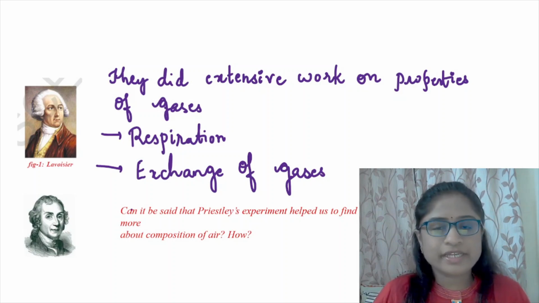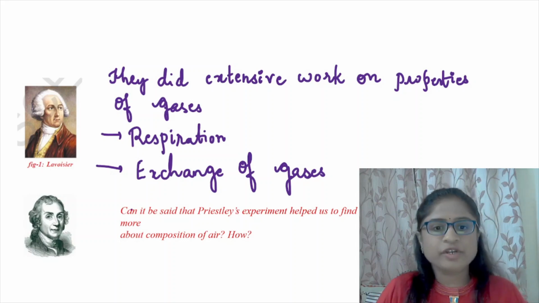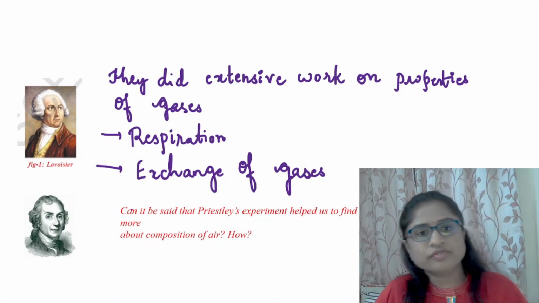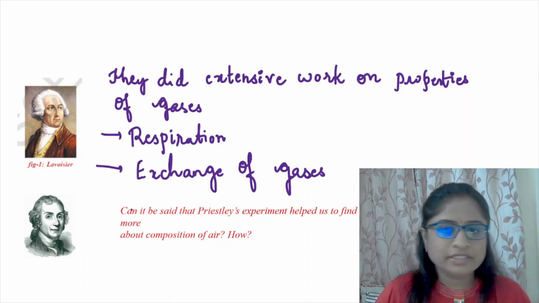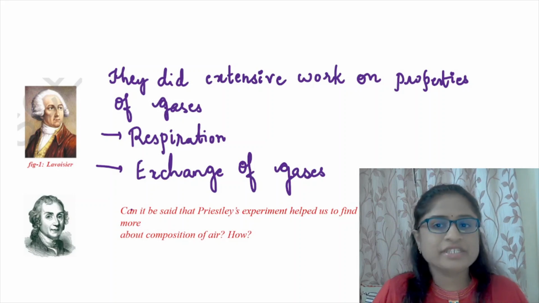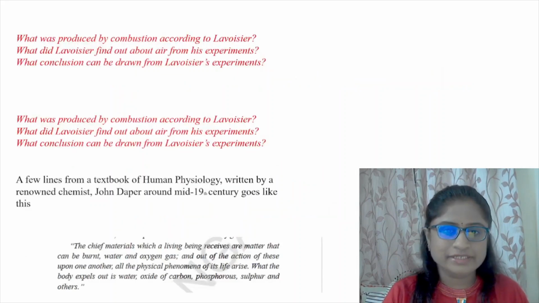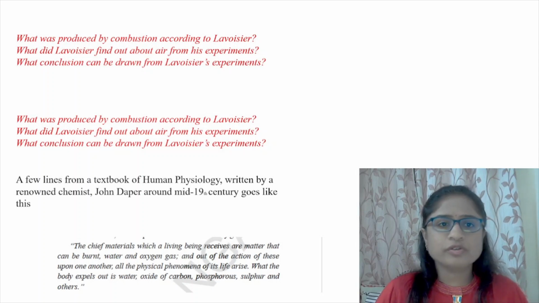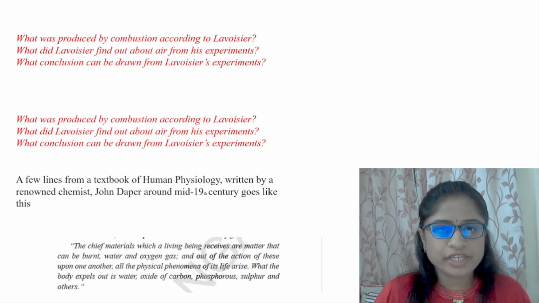Priestley, in his experiment, helped us find out more about the composition of air. Air consists of many gases. It is a mixture of many gases. That was found out by eminent scientists by doing extensive work on the properties of gases. They also found out what was produced by combustion, according to Lavoisier. And what did Lavoisier find out about air from his experiments? Oxygen has to be present. In the presence of oxygen only, he found that.